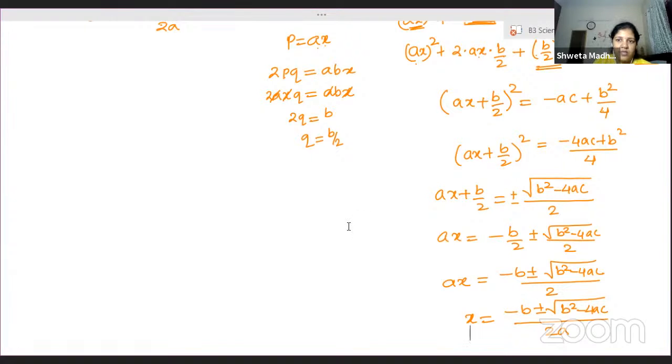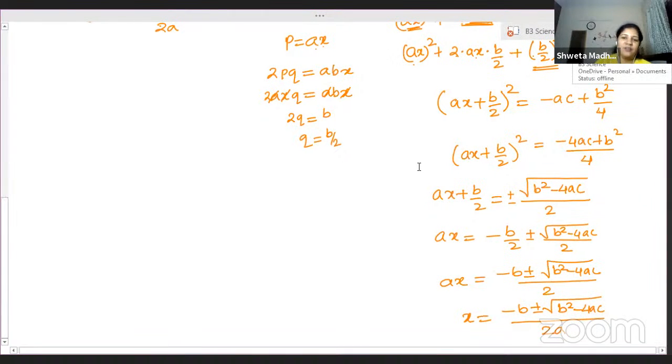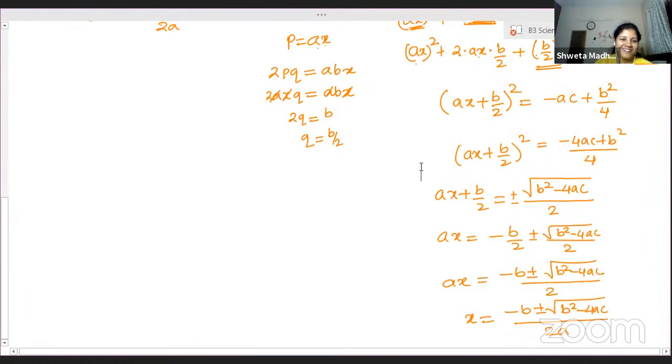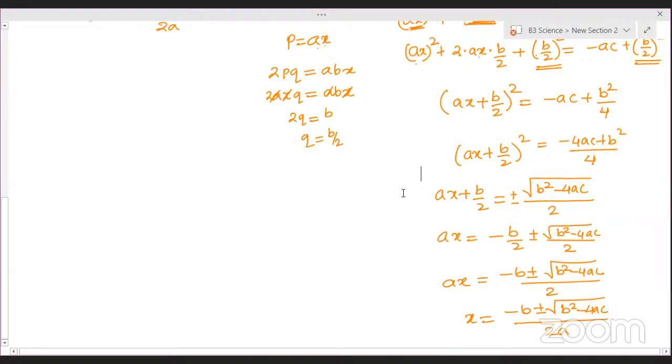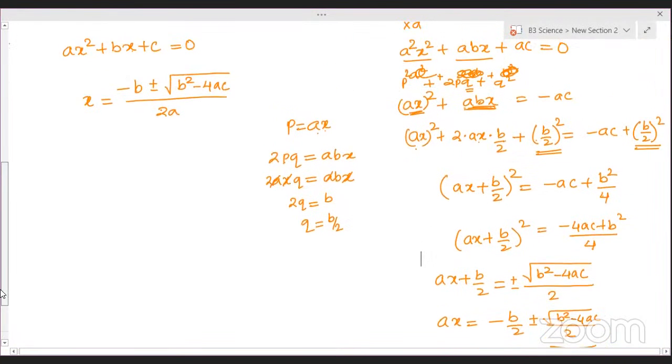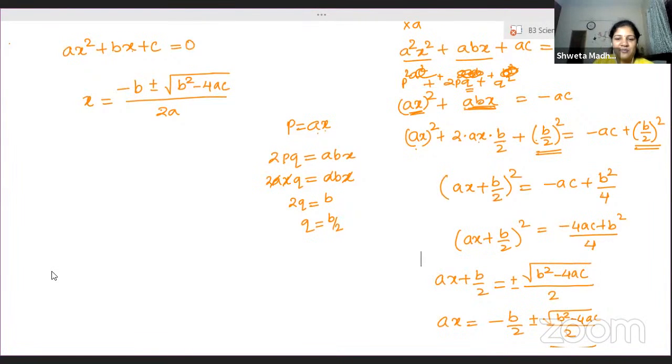Clear? So this is called the completing square method. That's the reason they have removed it, because students are not able to understand it. Ma'am, so this year it will be there or not? No, 2 years back only they have removed it. Not because of COVID or online classes. They have removed it beforehand only.